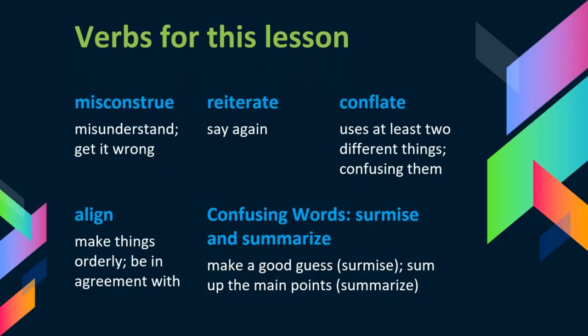Finally, let's review our verbs for this lesson. Misconstrue, to misunderstand or to get it wrong. Reiterate, to restate or to say something again. Conflate, to use at least two different things, to confuse them. Align, to make things orderly, to be in agreement. And surmise, which means to make a good guess. And summarize, to sum up the main points.